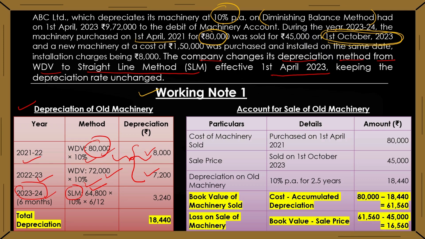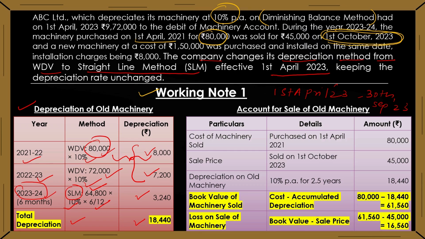So 64,800 into 10%, we have used the asset only for 6 months, that is from 1st April 2023 to 30th September 2023. April to September is 6 months. 6 divided by 12. It comes to 3,240. So the total depreciation charged is 18,440.